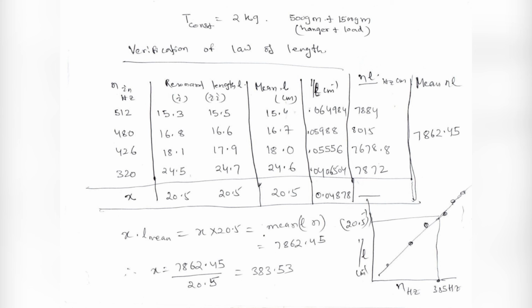Then the length should be measured from the mark on A to the mark on B. I mean the resonant length L1, L2 that we take for every observation, or for every frequency tuning of the tuning fork. Thank you.